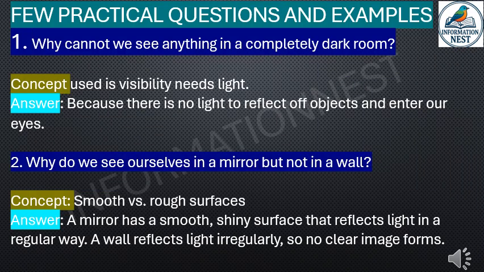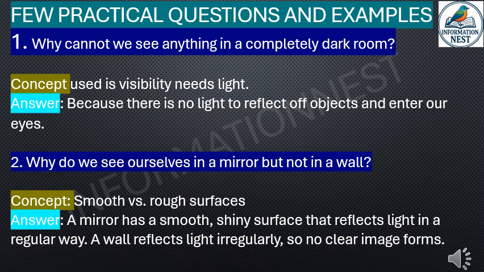Why can't we see anything in a completely dark room? Imagine walking into a pitch dark room. No lights, no glow, just darkness. Why can't we see anything? Because visibility needs light. Without light bouncing off objects and entering our eyes, it's like trying to read a book with your eyes closed. Not gonna happen.